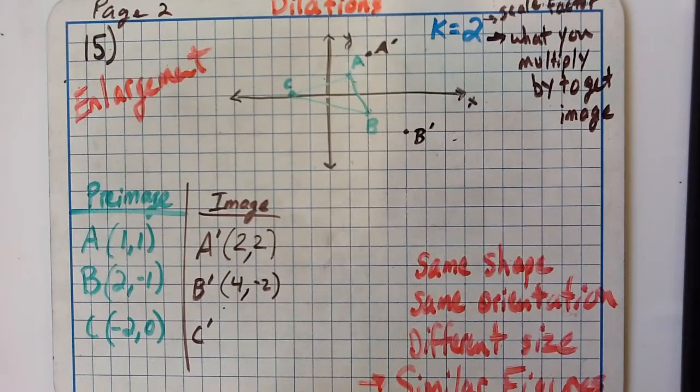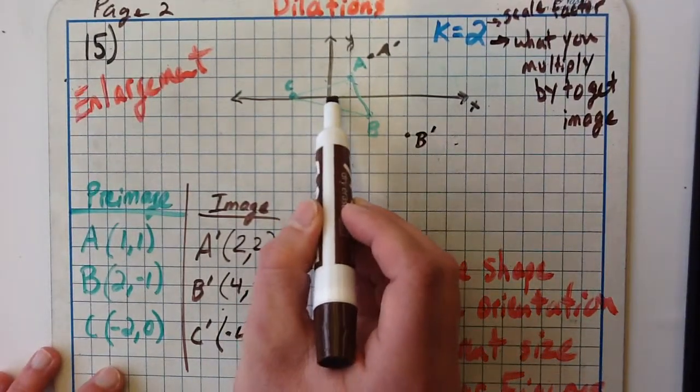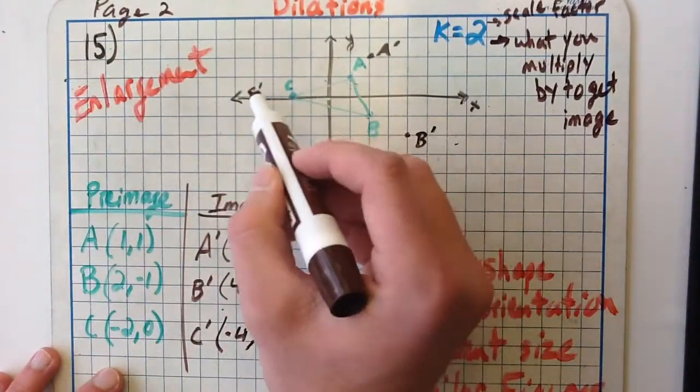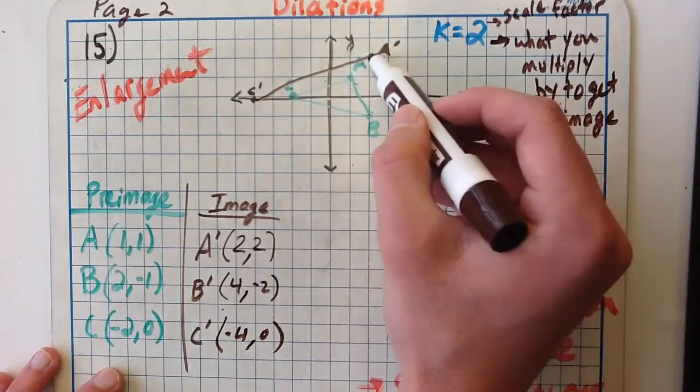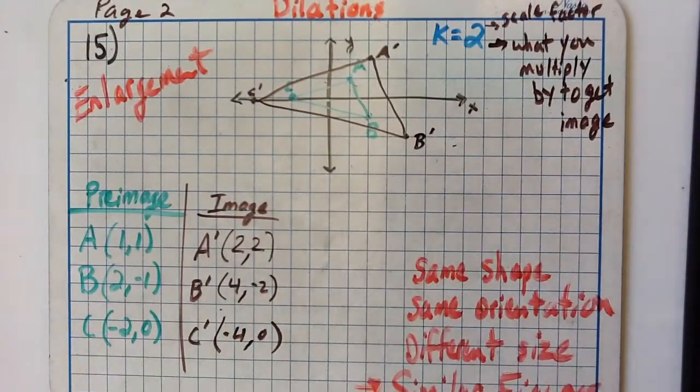Finally, C is at negative 2, 0, so I'll multiply each of those by 2. Negative 2 times 2 is negative 4, and 0 times 2 is 0. So C prime must be at negative 4, 0. From the origin I just go left 4, 1, 2, 3, 4, there is C prime. I'm going to connect. Okay, and there's my dilated figure, dilated with a scale factor of 2.